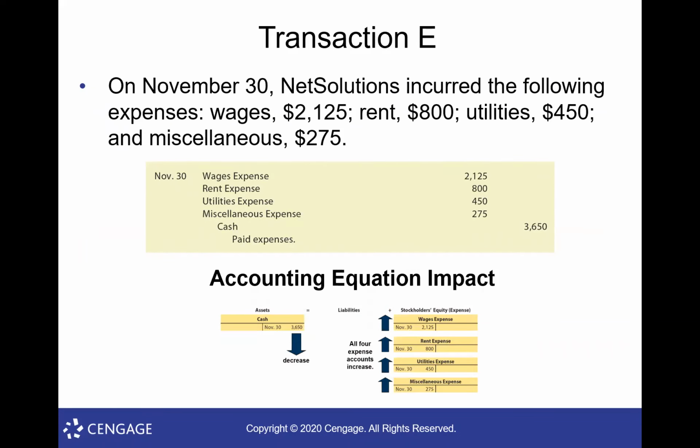Okay, on October 30th, they incur the following expenses: wages of $21.25, rent $800, utilities of $450, miscellaneous of $275. So all expenses are always increased with a debit. So I'm going to list all my expenses. So here you can see we have a bunch of entries: wage expense, rent expense, utility expense, miscellaneous expense, and then since we're paying it in cash, and cash is an asset, it'll be going down, we'll credit cash.